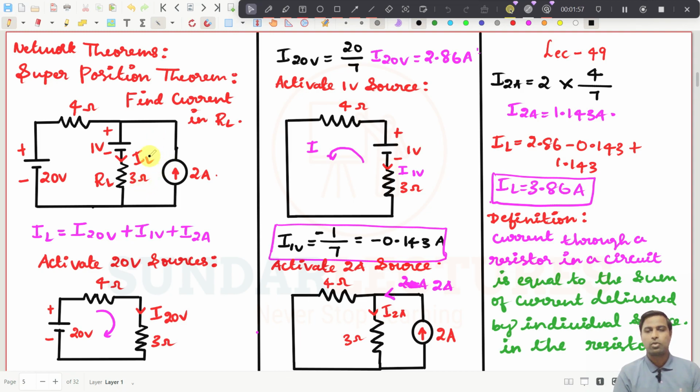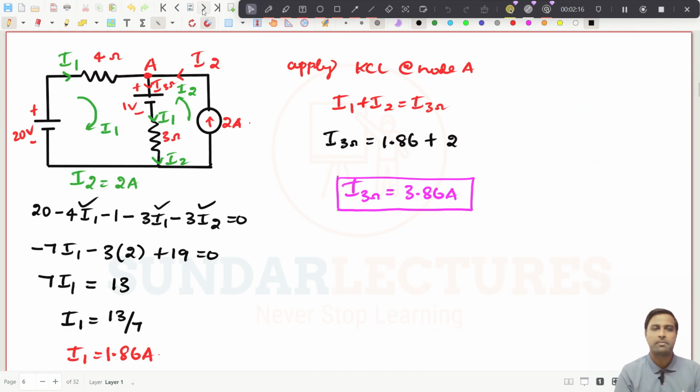Or we also told that you can activate 2 sources at a time and deactivate one source, and then activate one source at a time and deactivate these 2 sources to find the current, and add those 2 currents. Obviously, you will get the current through the 3 ohms resistor. We have seen these kinds of things. This is the superposition theorem, right?